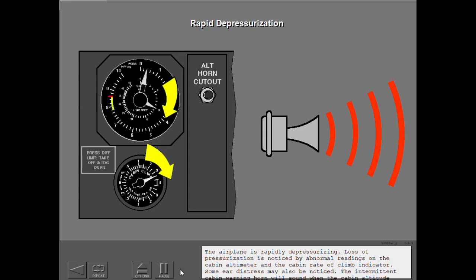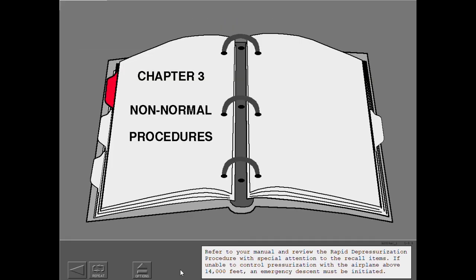The airplane is rapidly depressurizing. Loss of pressurization is noticed by abnormal readings on the cabin altimeter and the cabin rate of climb indicator. Some ear distress may also be noticed. The intermittent cabin warning horn will sound when the cabin altitude reaches 10,000 feet. Silence the horn by pressing the altitude horn cutout switch. Recall items are then accomplished. Refer to your manual and review the rapid depressurization procedure with special attention to the recall items.